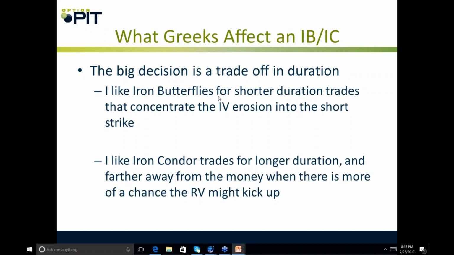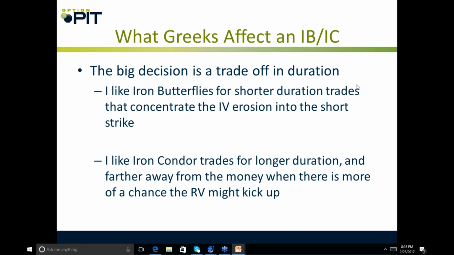All right, so the big decision is a trade-off in duration. I like iron butterflies for short duration trades that concentrate on tiny amounts of IV erosion. I like to think of butterflies as kind of hitting someone who's really much bigger than me, and hitting them in the crotch once. If somebody's way bigger than you, and they're beating you up, or they want to beat you up, you punch them in the crotch and you run as fast as you can. That's just like an iron butterfly.